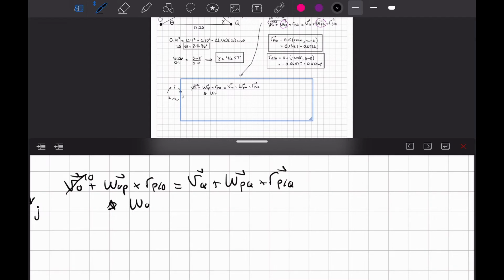omega P and omega PQ are in the positive k hat direction. And if it turns out that the answer is negative, then we know that we chose incorrectly. But it's okay to assume that for now.